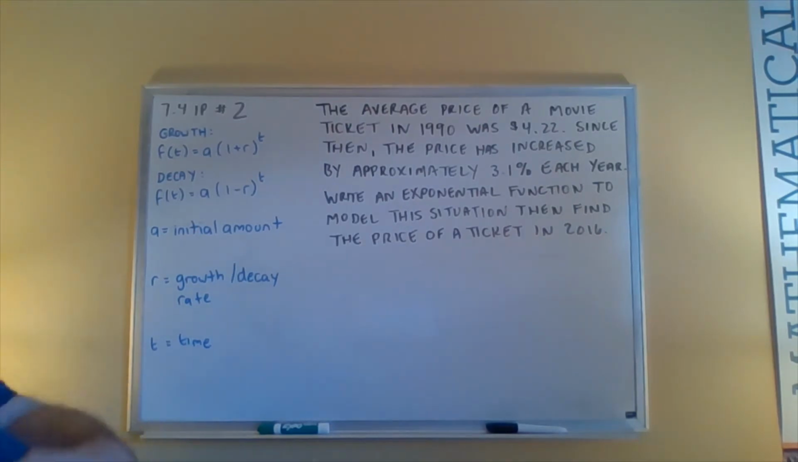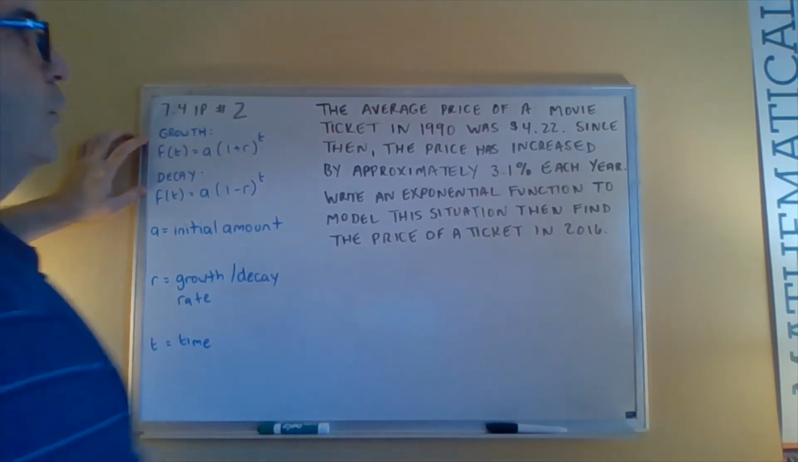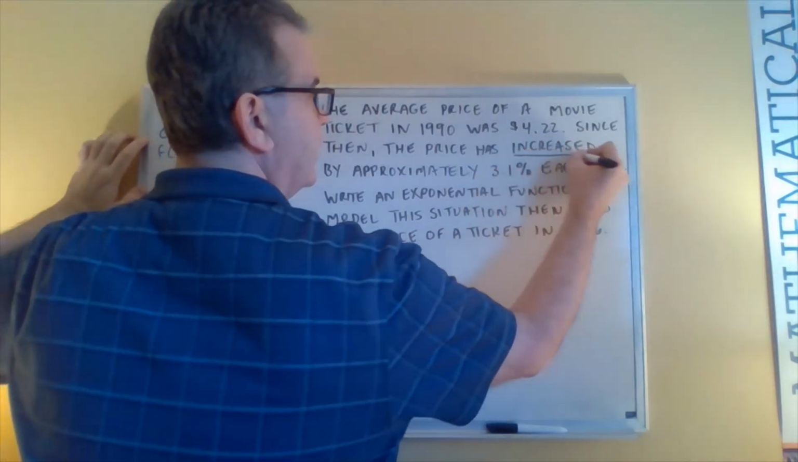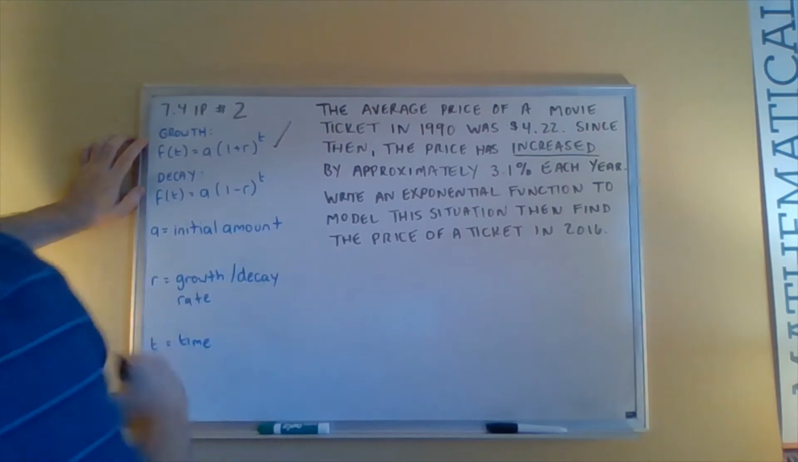Number 2, the average price of a movie ticket in 1990 was $4.22. Since then, the price has increased by approximately 3.1% each year. Write the exponential function to model the situation, then find the price of the ticket in 2016. Well, first we have to figure out which formula we're going to use, the growth formula or the decay formula. Right here we have the word increased. So that tells you it's going up or it's growing, so we're going to use our growth function.